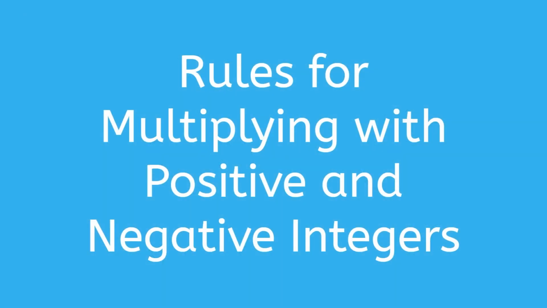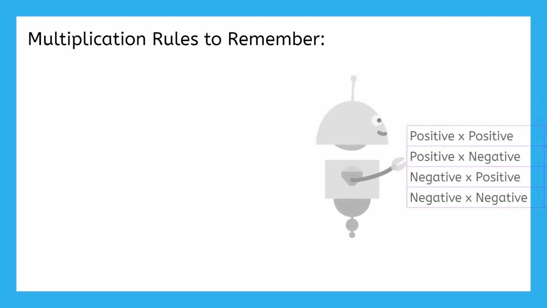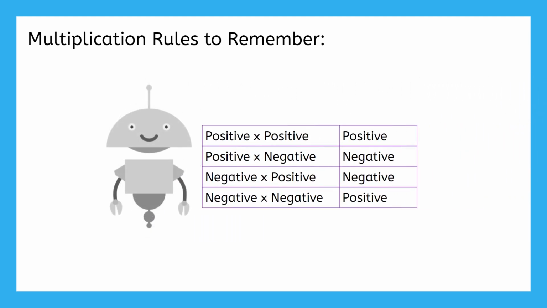We've seen 4 different kinds of problems so far, and we've found a different pattern in each one. Let's summarize these patterns we've seen so far into some rules for multiplying positive and negative integers. Here are the 4 situations we looked at today. But remember, it doesn't matter which order we multiply.